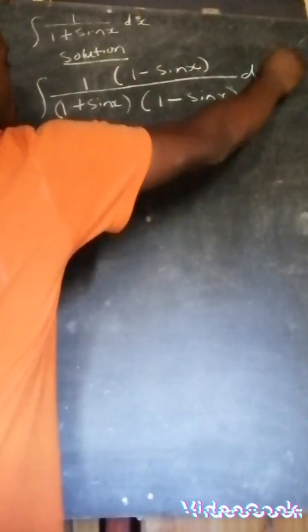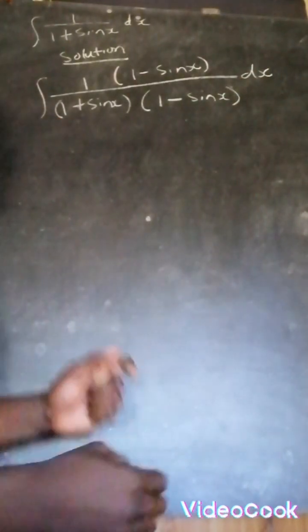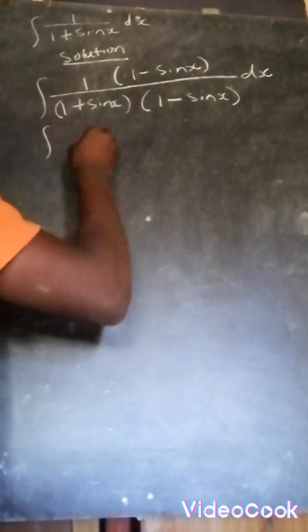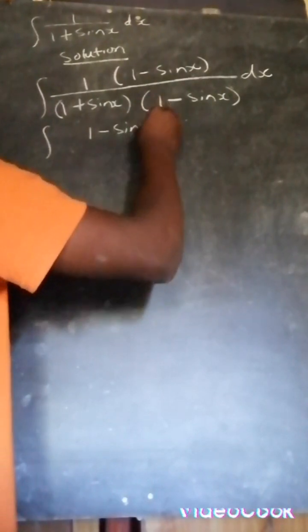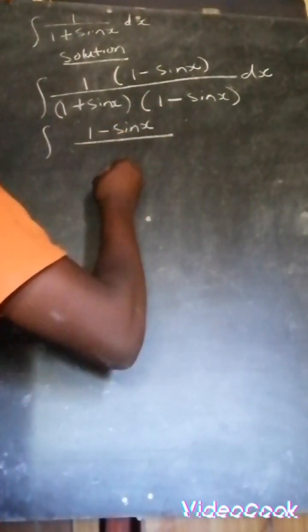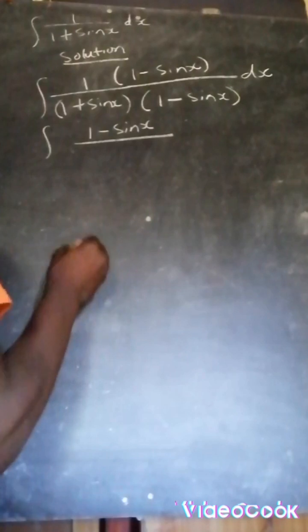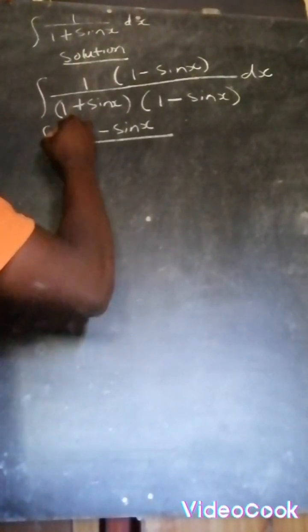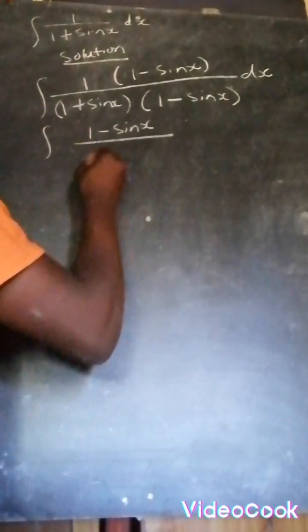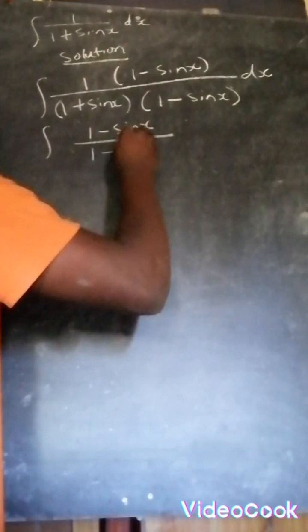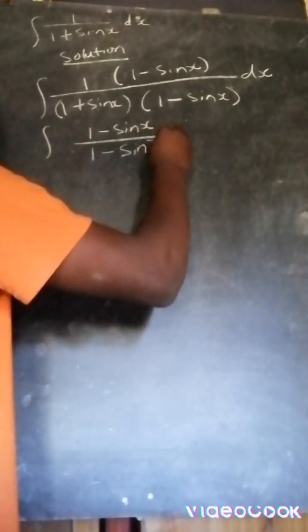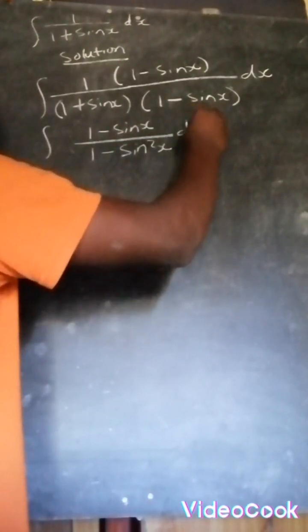Okay. So the next thing I'm going to do now is to expand my brackets. 1 minus sine x multiplied by 1 just remains as it is, all over. Then if you recognize, this is the expansion of difference of two squares. So I'll just write it as difference of two squares. This will be 1 minus sine squared x dx.